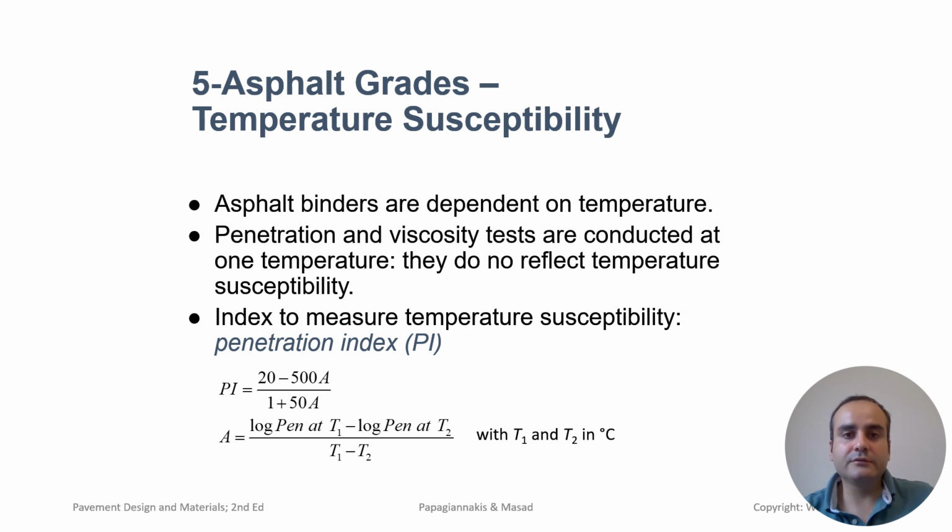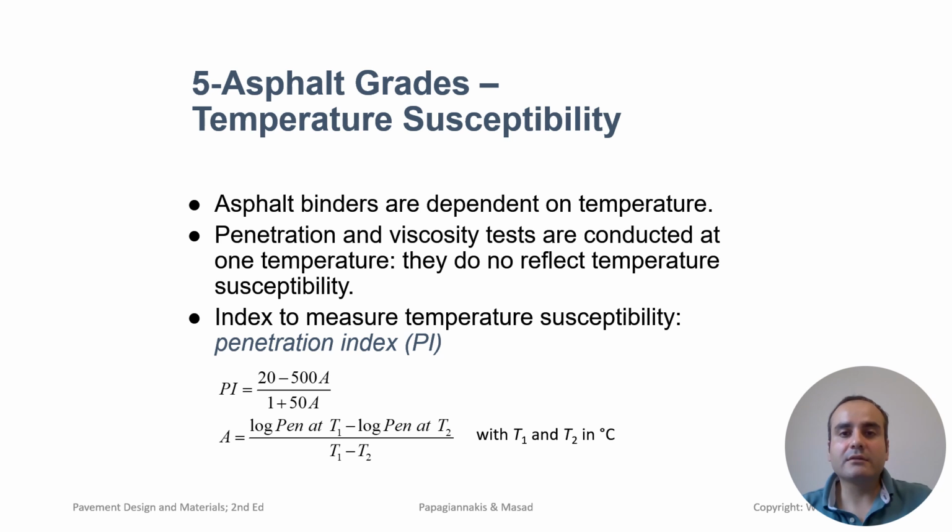Several tests are used to evaluate temperature susceptibility in asphalt binders. The first one is the penetration test, then viscosity tests as we discussed, the dynamic shear rheometer, and using the performance grading system is the other one. The bending beam rheometer is another test that can be used to study the temperature susceptibility of asphalt binder.